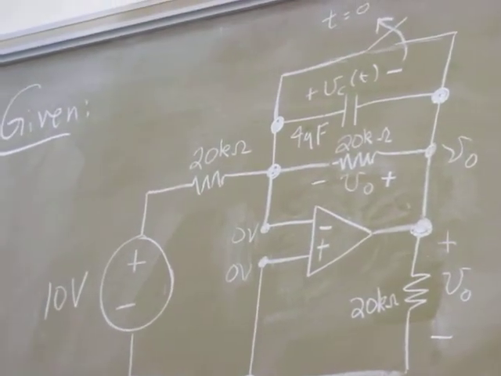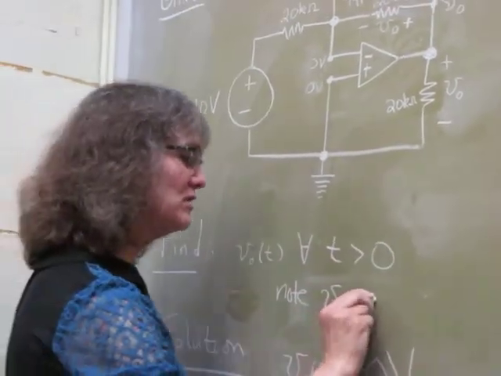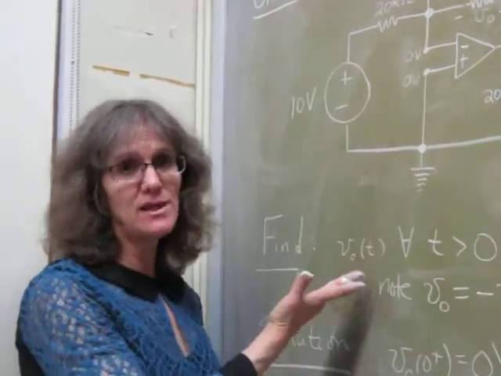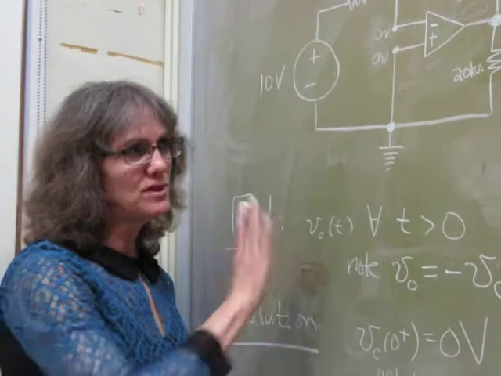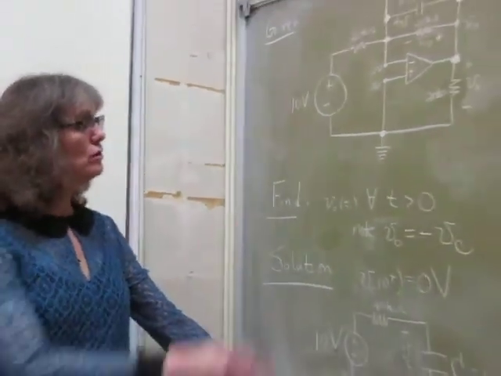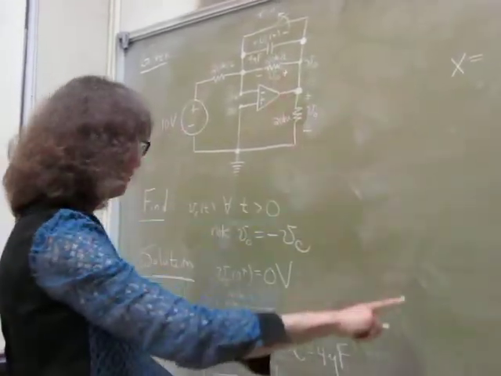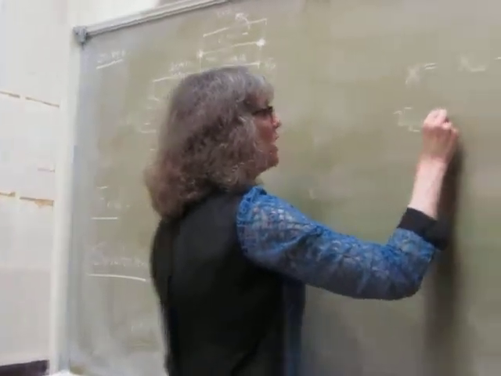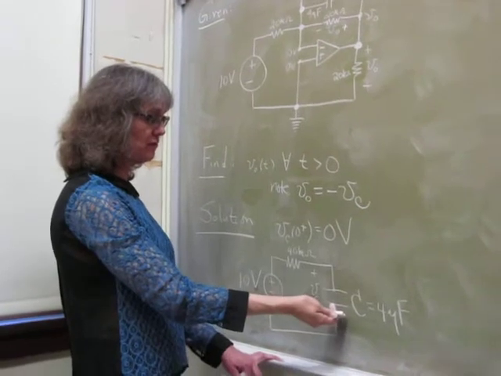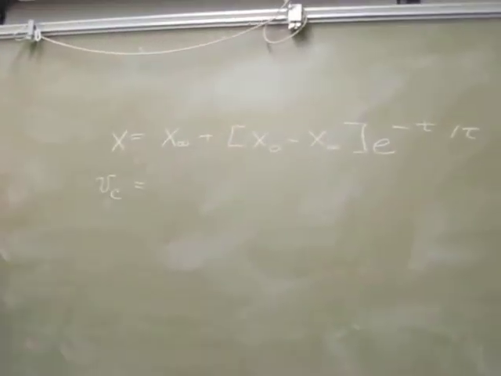So the bottom line is, and I should have said this at the very beginning, V0 is equal to minus VC. So once we find VC, we've got the answer to the question that's being asked. So that's why I'm looking for VC, and I should have said that way earlier. Okay, so once we find VC, we've got what we've been looking for. X is VC, because our standard circuit has a capacitor, so what we're looking for is the capacitor voltage. So VC is equal to the voltage at infinity.